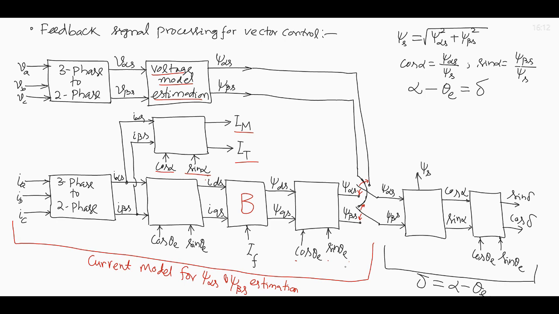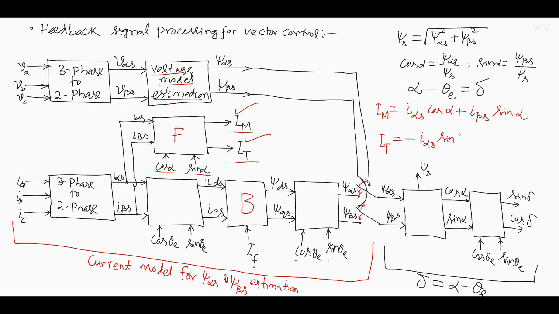Another part is the block F. Let us write block F. How IM and IT are synthesized from I alpha s and I beta s. So, IM, this component, is obtained as I alpha s cos alpha plus I beta s sin alpha, and the torque component or active component of the current, IT, this one is minus I alpha s sin alpha plus I beta s cos alpha.